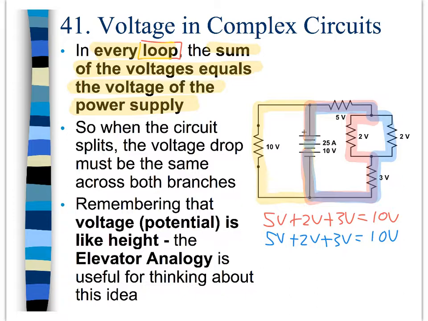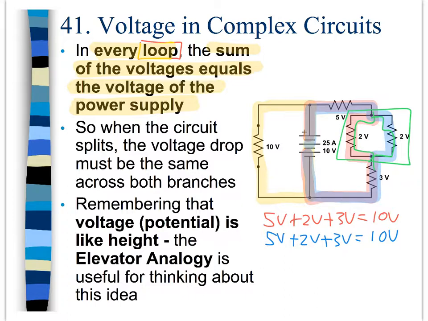Two things to notice. The first is when the circuit splits, the voltage drop across each branch must be the same. We see that here with these two branches. The circuit splits, and whether you go this way or this way, the voltage drop across each branch is the same, 2 volts. There's an analogy we're going to use, which I'll explain on the next slide, that I think helps. The way I think of it is we treat voltage like height.